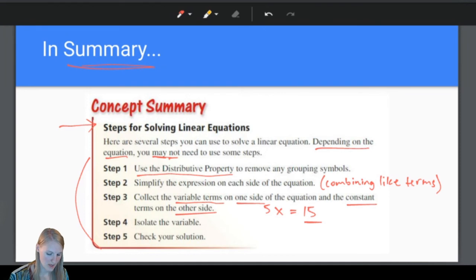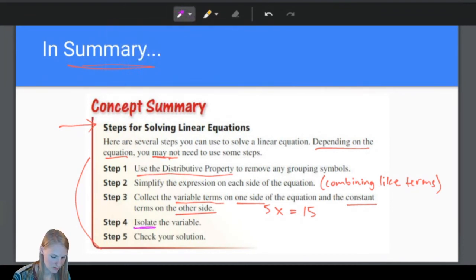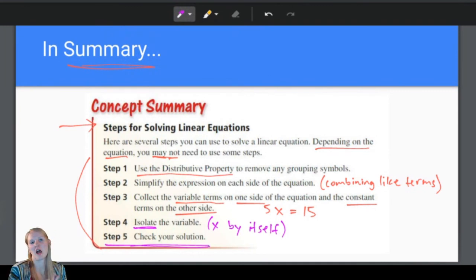Okay. And then, of course, the last step, isolate the variable. Remember that, let's do a different color. Isolate means x by itself, or the variable by itself. And then, of course, our wonderful step 5, check your solution. Always check your solution, why not?